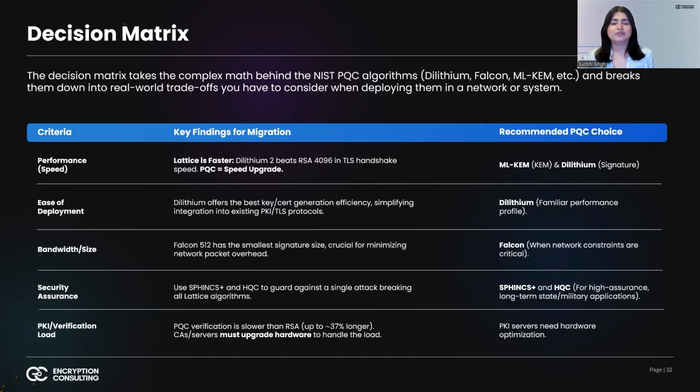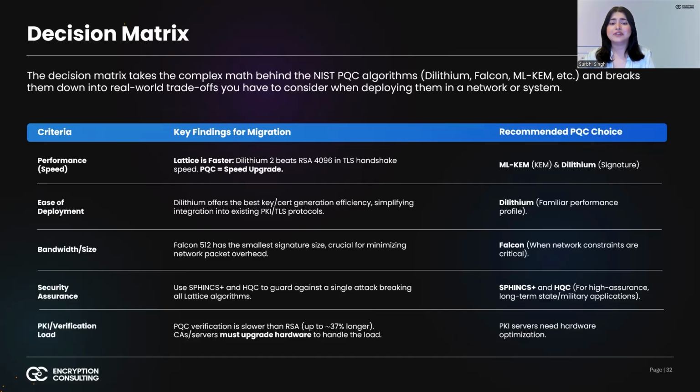However, there's a catch. Verification is harder. When a server checks a new certificate, say a certificate authority, or a web server checking thousands of users, the process is slower than with RSA. And that is our biggest operational hurdle. If you run a high traffic server, you need to budget for CPU optimization to handle this new verification load.